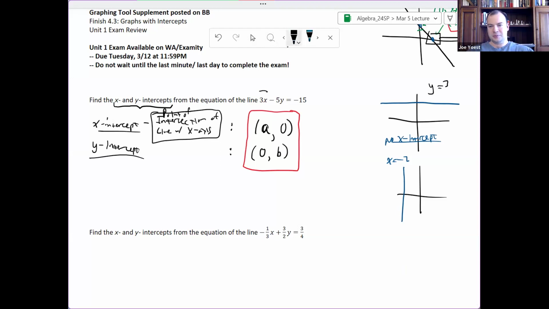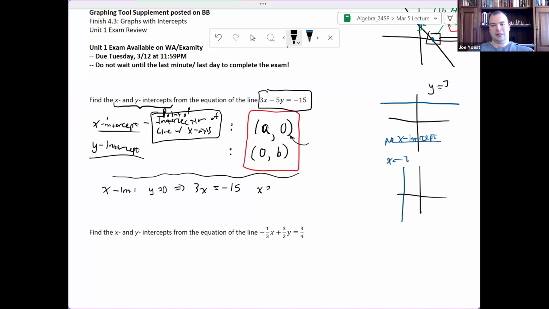Okay, so looking at this particular linear equation, 3x minus 5y equals -15. If I want to find the x-intercept, I need to plug in y equals 0 and solve for x. If I plug in y equals 0, I get 3x minus 5 times 0, that term goes away, equals -15. And I see x equals -5.